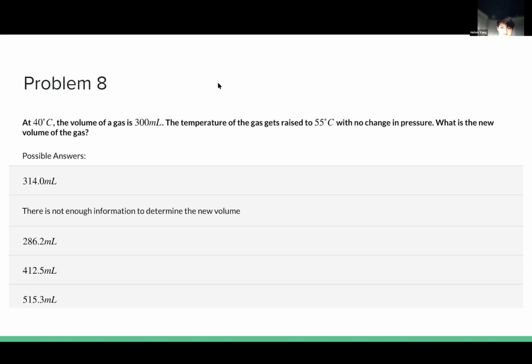Okay, so for this question, it says at 40 degrees Celsius, the volume of a gas is 300 milliliters. The temperature of the gas gets raised to 55 degrees Celsius with no change in pressure. What is the new volume of the gas?